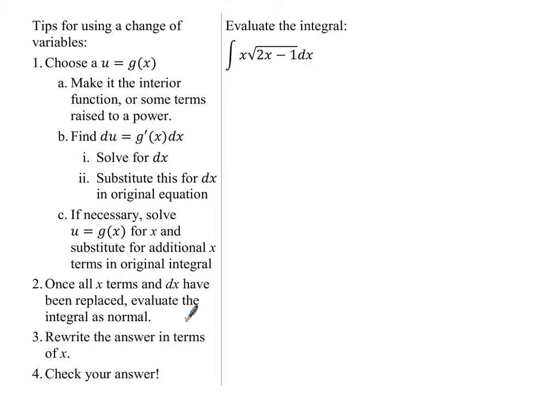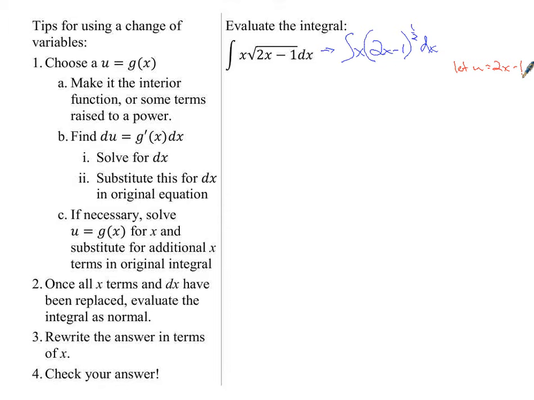So we have the integral of x times the square root of 2x minus 1 dx. Probably what's the first thing I'm going to do? I'm going to rewrite it. So let's make this the integral of x times 2x minus 1 to the 1/2 dx. Now we want to do what? Okay, so what's u going to be? The interior function right here, 2x minus 1. So let u equal 2x minus 1.